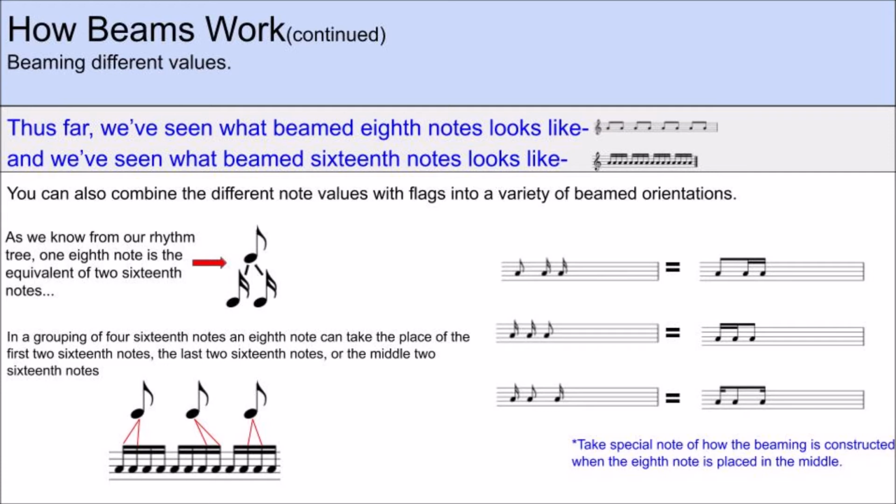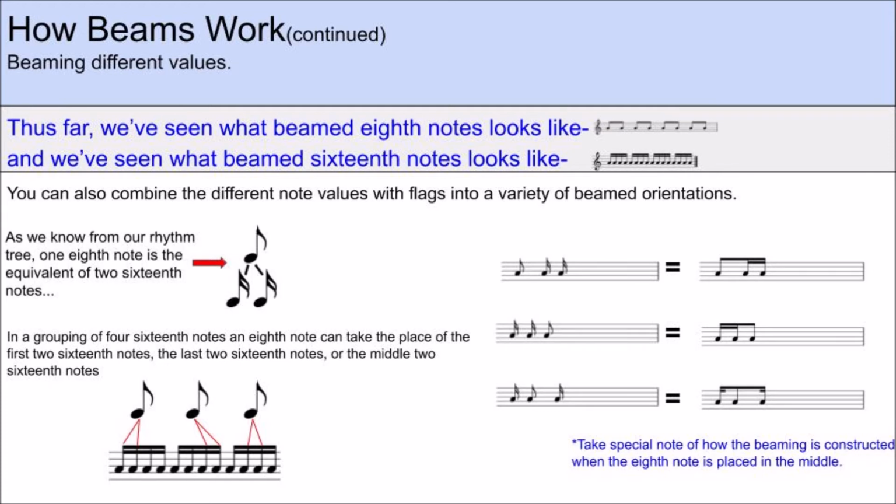The first one is 1 8th note followed by 2 16th notes. This would be the same as the 8th note taking the place of the first 2 16th notes in a grouping of 4. The middle example has 2 16th notes followed by an 8th note. The bottom example is a 16th note, an 8th note, and then a 16th note again.